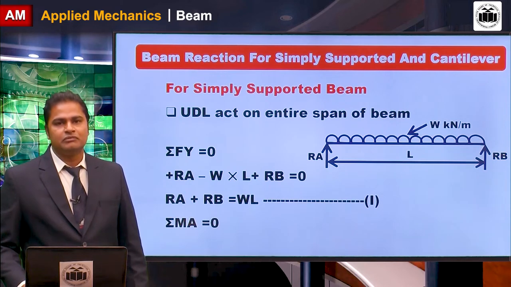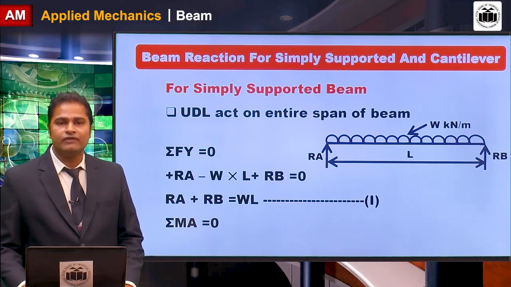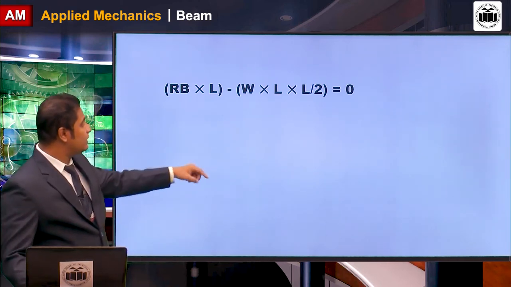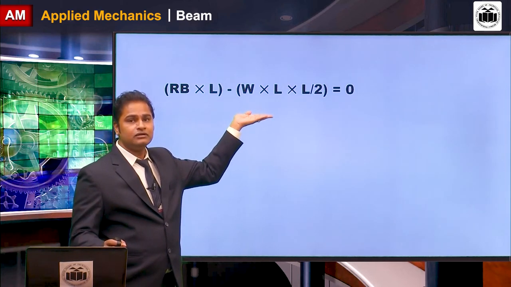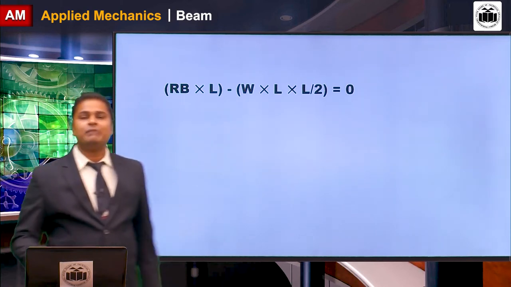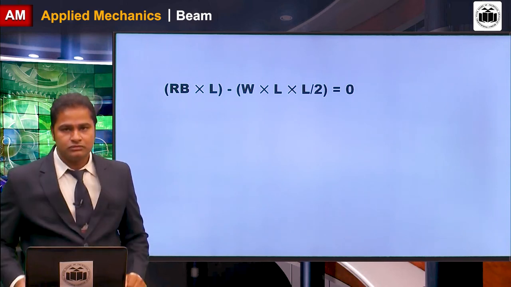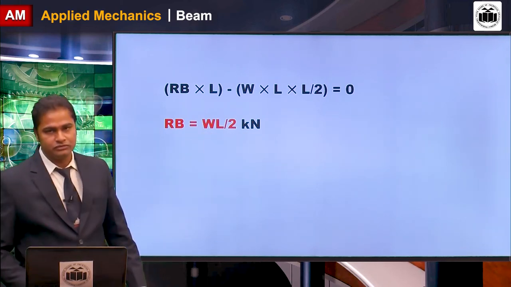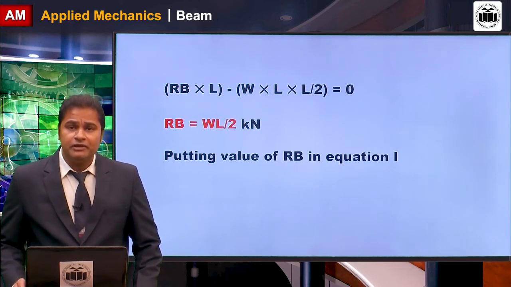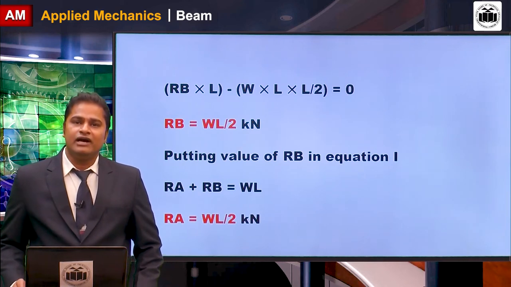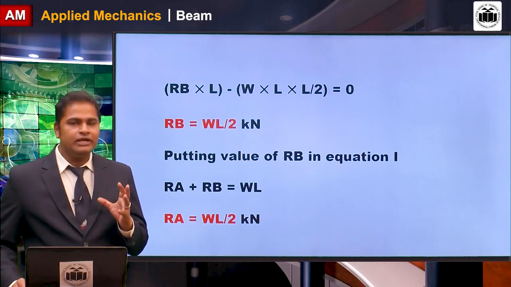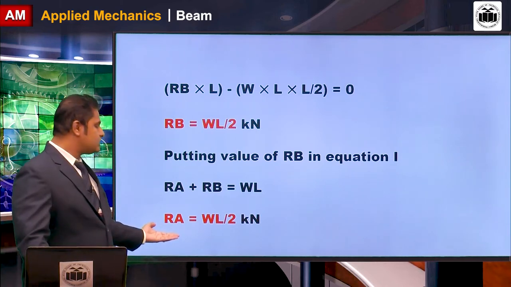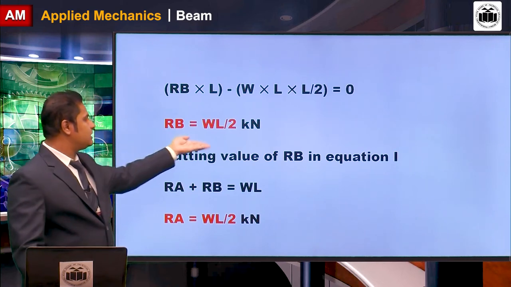Taking the second step, summation moment at A equal to 0, for the calculation of RA and RB. Take RB into L minus W into L, where W into L is the total UDL load, into L by 2, as it acts exactly at the half portion of the span. The next step gives RB equal to WL by 2 kilonewton. Putting the value of RB in equation 1, we easily get RA equal to WL by 2. The total load WL is transferred to the supports equally: WL by 2 to RA and WL by 2 to RB.